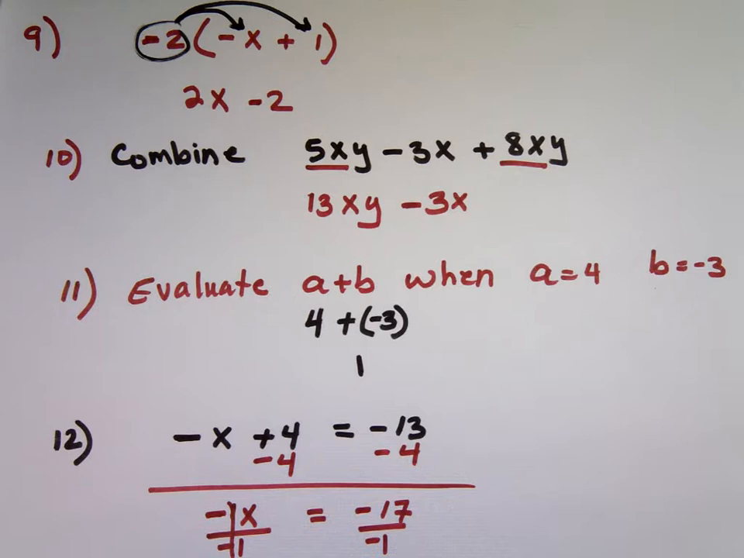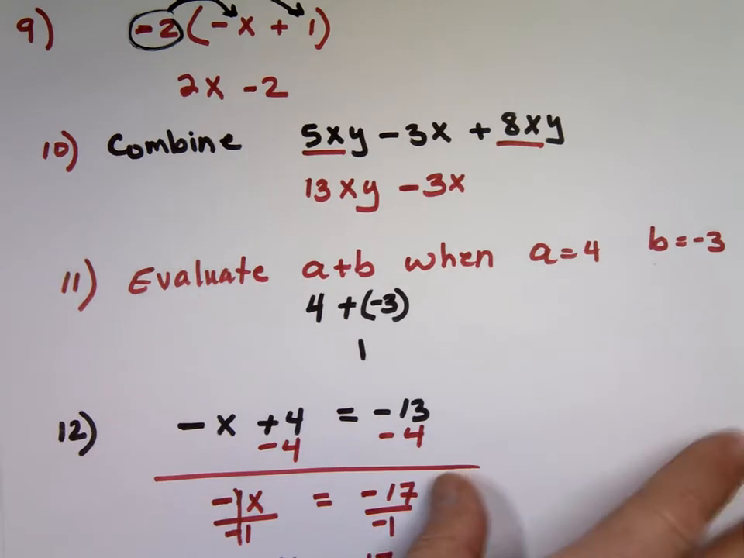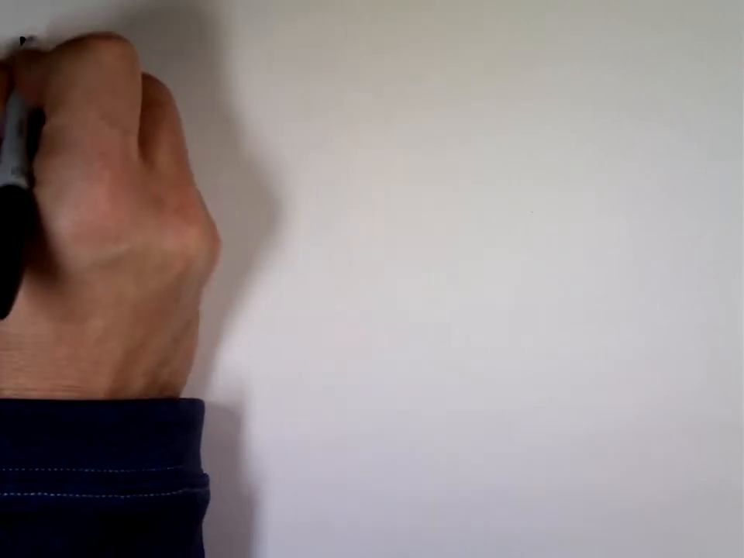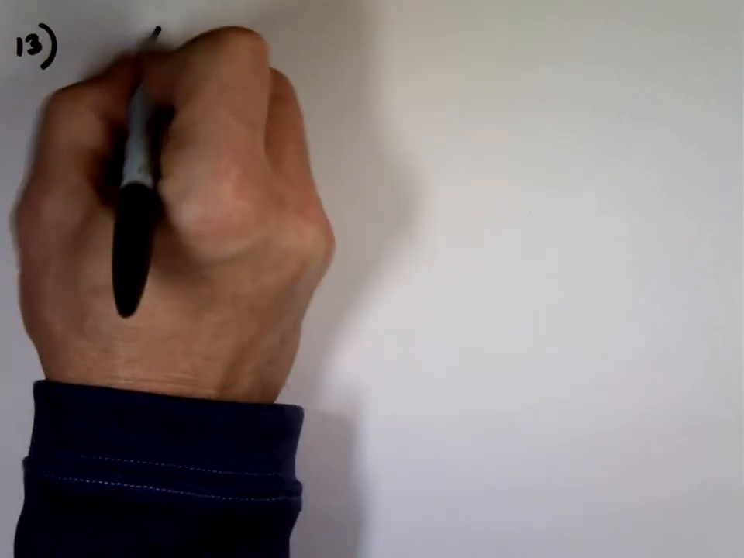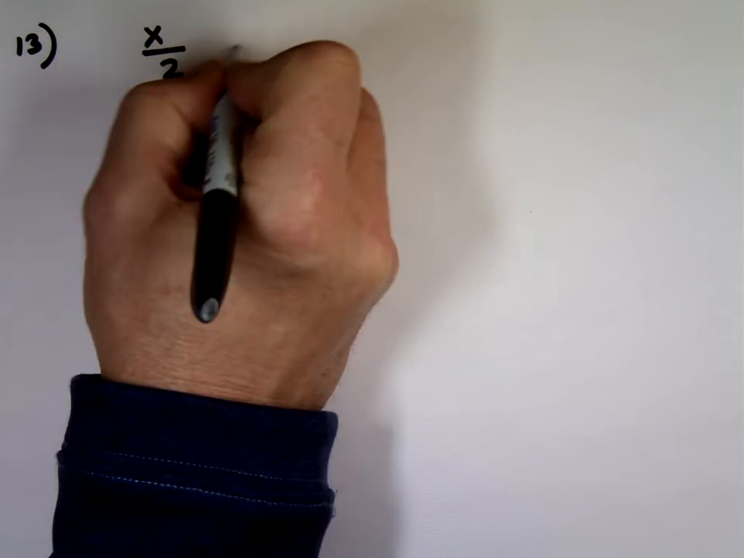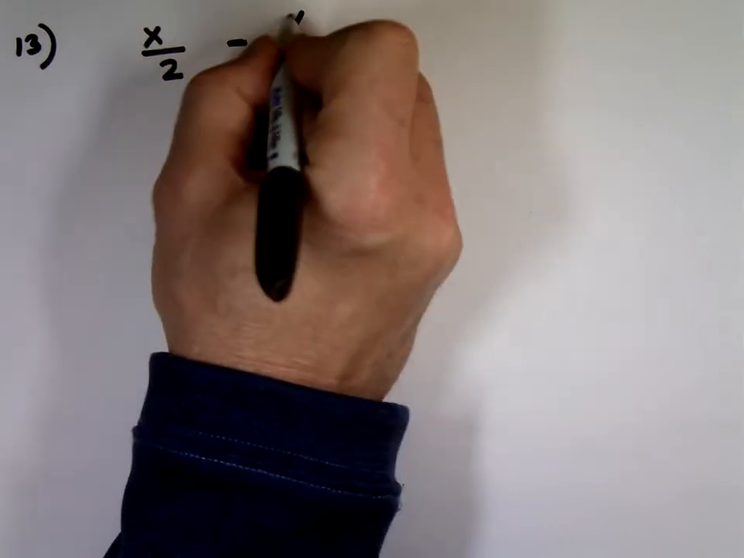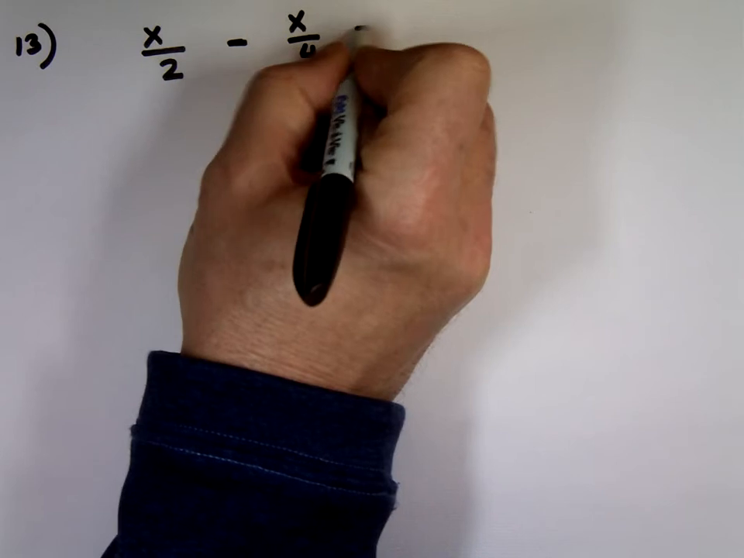Now we're going to be in chapter 2. So all of these we did were chapter 1. Let's look at chapter 2 here. That's question 13. X over 2 minus x over 4 equals 1.